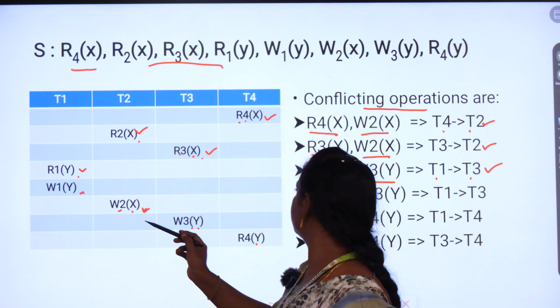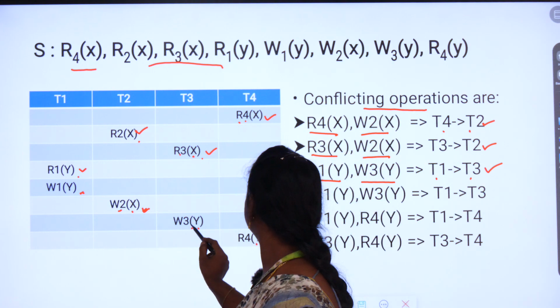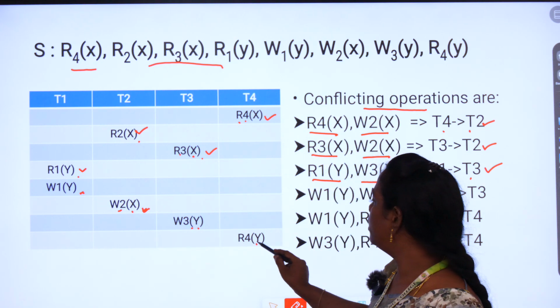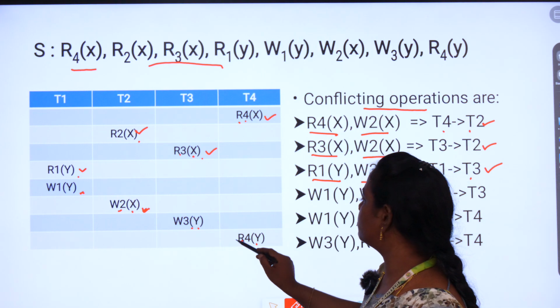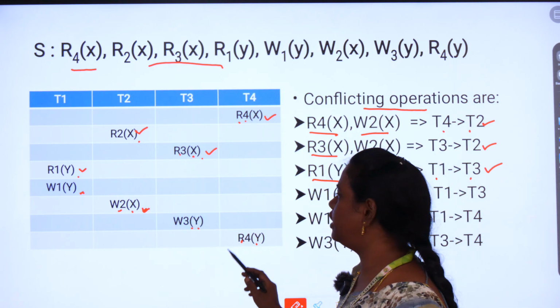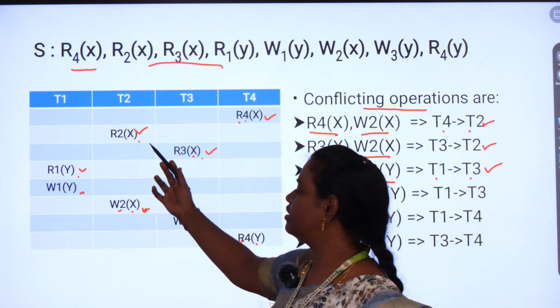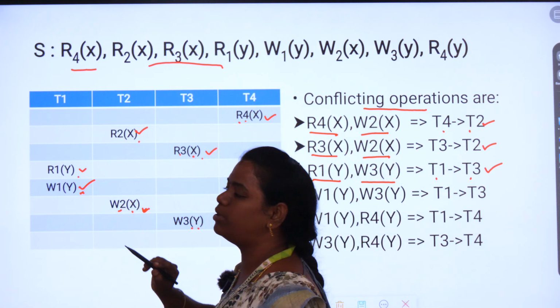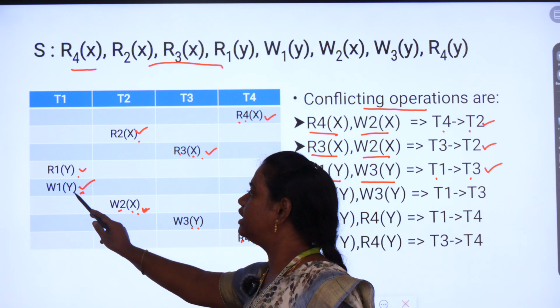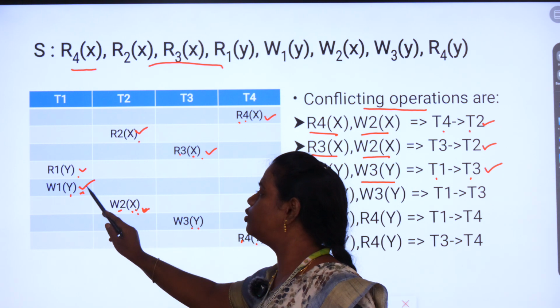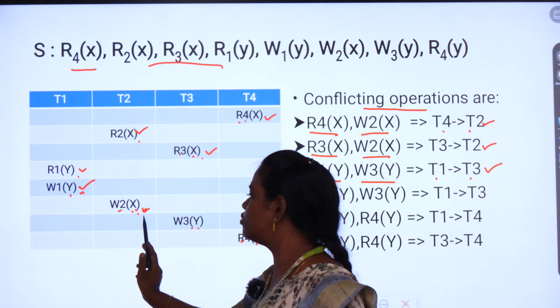Okay, so next is R1. After checking this, I need to check the next data item. So the next data item is R4 of y. Here both are reads, definitely there is no conflict. Next, come to the next instruction, that is W1 of y. So W1 of y I am going to compare with the next instruction. Here both are performing operations on two different data items, definitely there is no conflict.